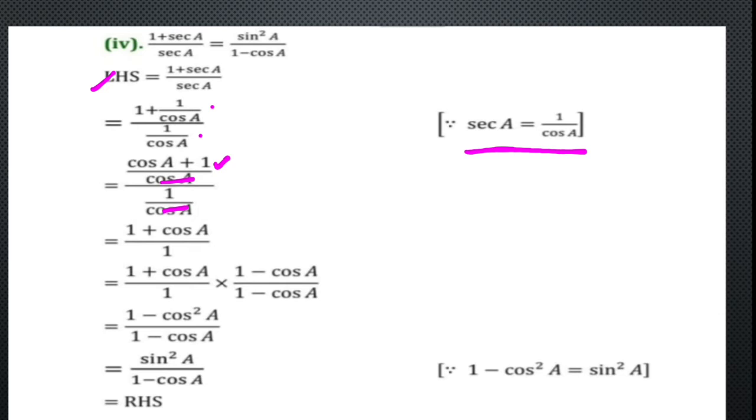Now multiply both the denominator and numerator by 1 minus cos a. So it will be (1 plus cos a) into (1 minus cos a), so 1 minus cos square a by using the a square minus b square formula, and the denominator will be 1 minus cos a. Now 1 minus cos square a by the first identity is equal to sin square a. So in place of 1 minus cos square a, put sin square a. So it will become sin square a by 1 minus cos a, which is equal to the right hand side part. In this way you have to prove it.